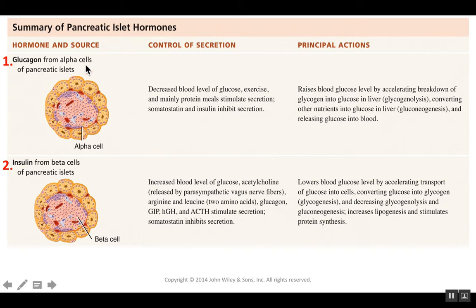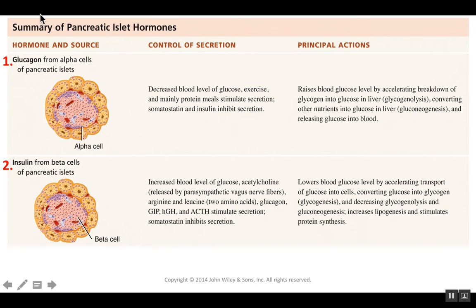In these drawings, again, this is not a drawing of the pancreas. This is a drawing of just a single pancreatic islet surrounded by the exocrine glands of the pancreas. Inside the pancreatic islet, there's a number of endocrine cells: alpha cells, beta cells, delta cells, and F cells. We're going to focus on the alpha cells and the beta cells because those are the cells that produce the hormones that regulate your blood sugar throughout the day.